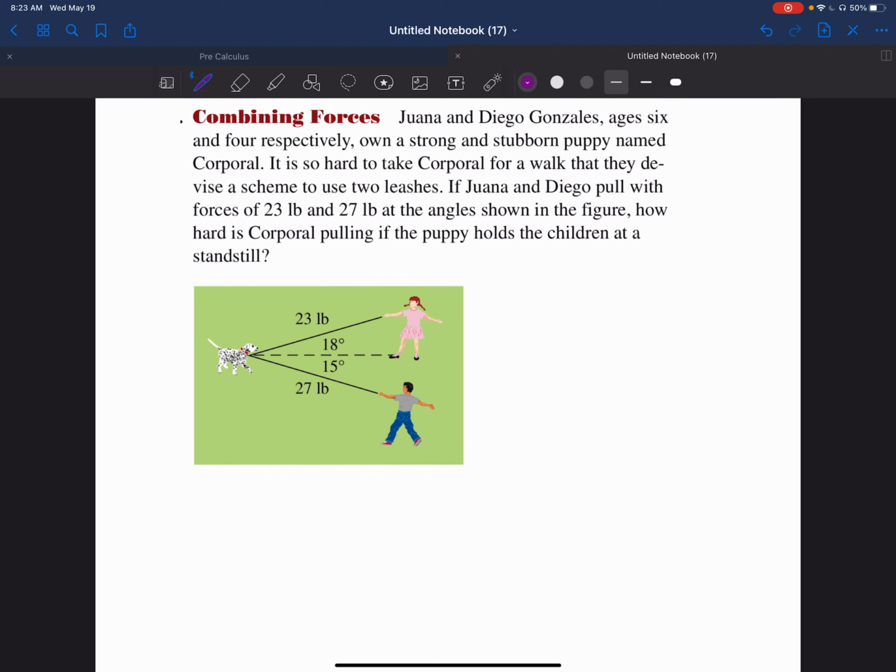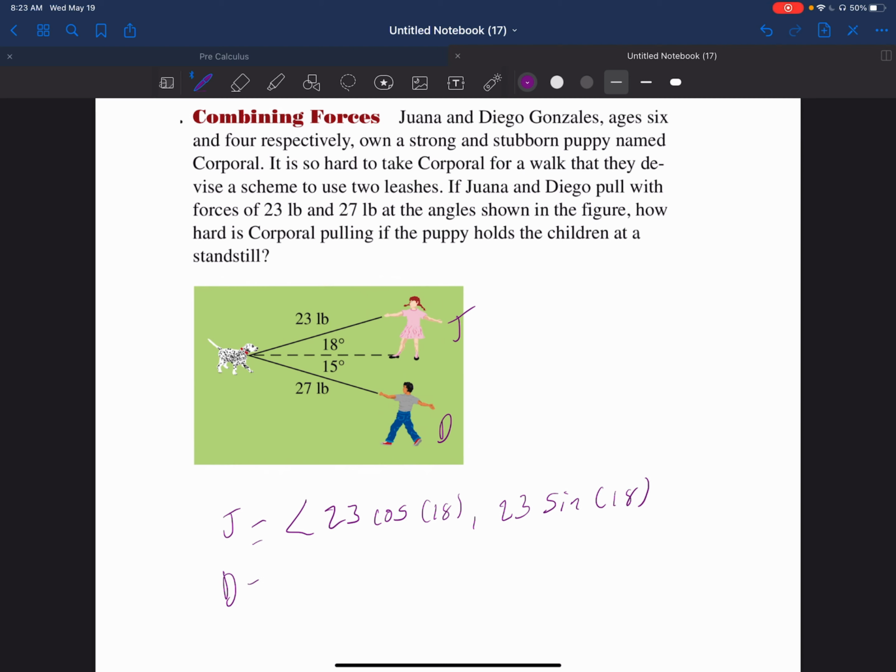So I'm going to call the first one J. I'm going to call one of the vectors vector J for Juana, and the other one vector D for Diego. So Juana is applying a force of 23 pounds times the cosine of the angle of direction, which in this case, what you can imagine is that you create a coordinate plane right here. And then for vector J, your angle of direction will be 18 degrees, comma 23 sine of 18 degrees.